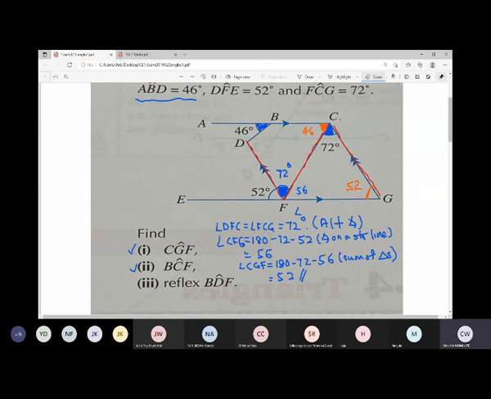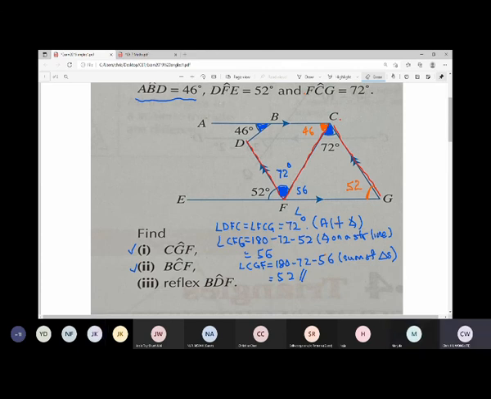So trapezium, nothing to do with anything. Trapezium, what formula are you applying for a trapezium? Actually, it's not a trapezium. Trapezium, you need parallel lines. There's no trapezium. Let me think again.